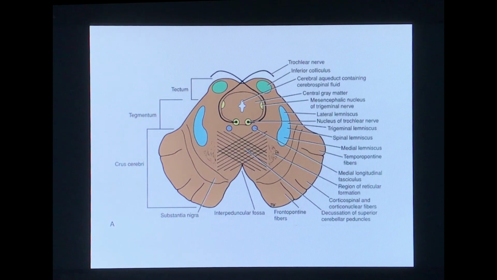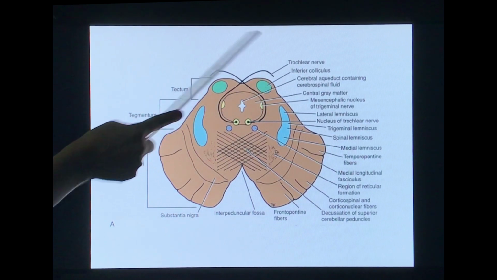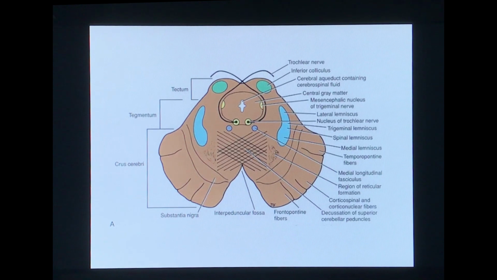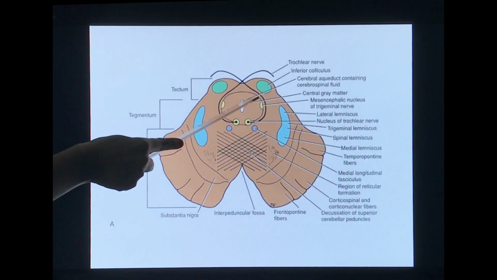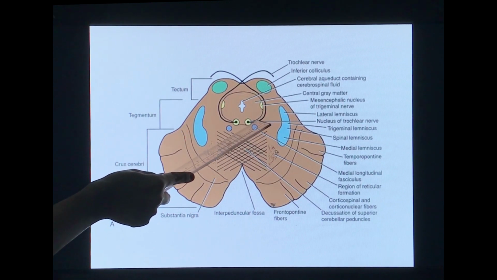So here you can see this is a section at the level of inferior colliculus. So this is the tectum part. So you are seeing the inferior colliculus. So inferior colliculus, it's a part of auditory pathway. This is the cerebral aqueduct. This is a layer of grey matter. So here is the trochlear nucleus.